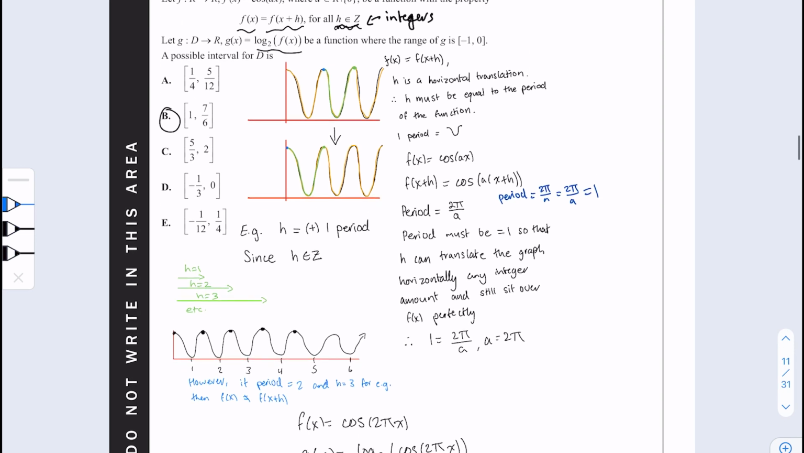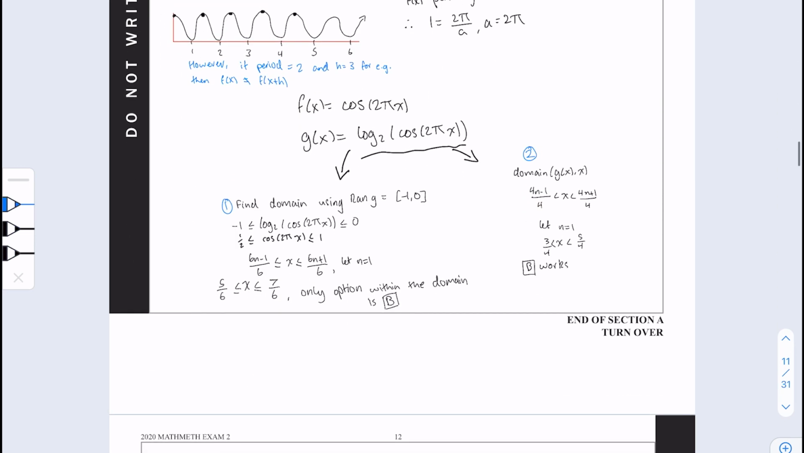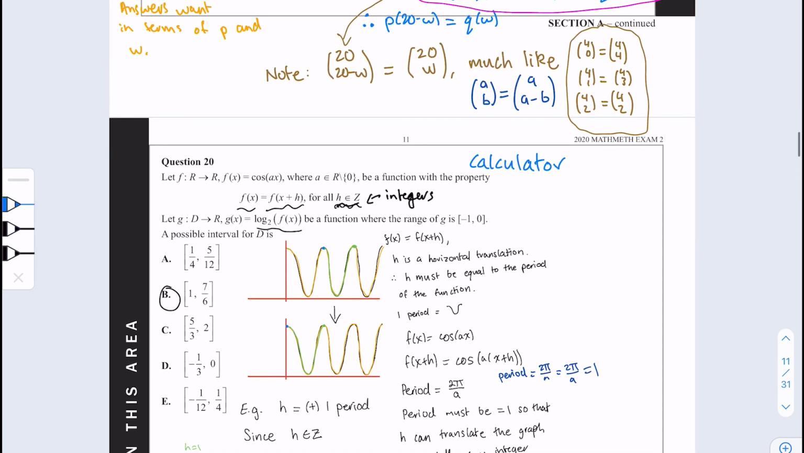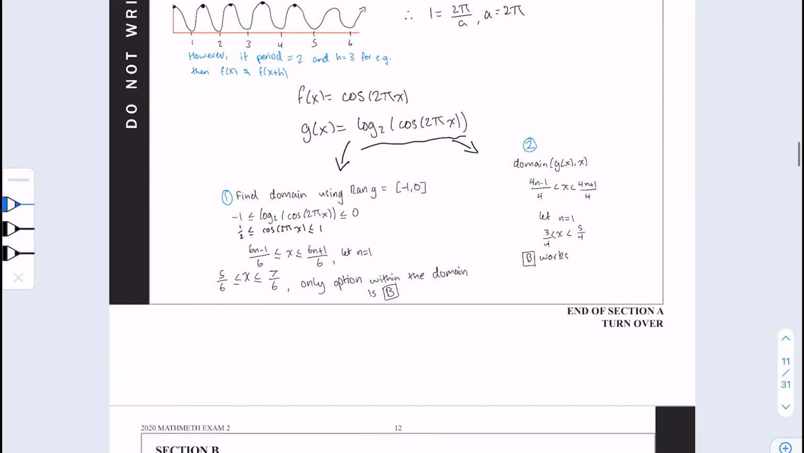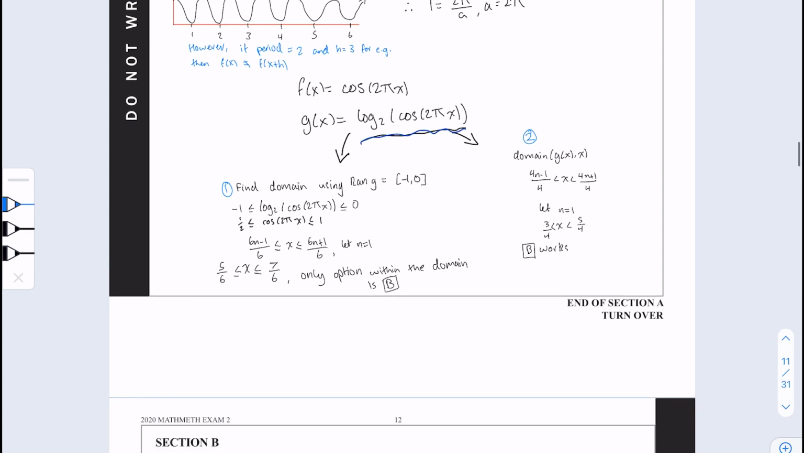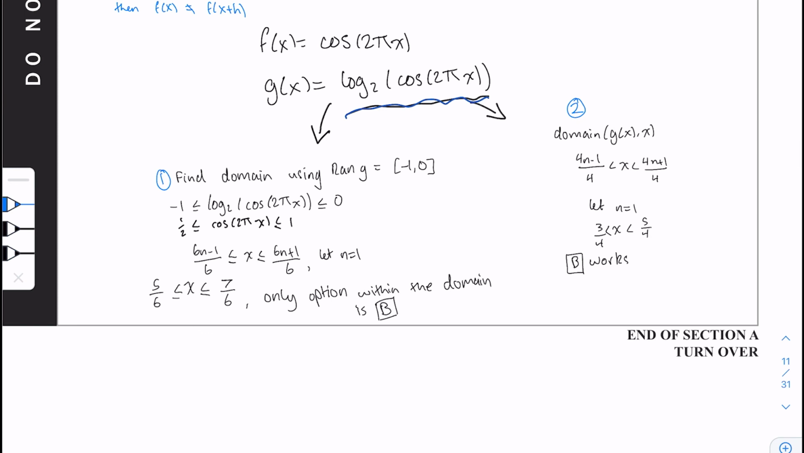So now we know f of x equals cos of 2 pi x. And up here, they show you what g of x is equal to. G of x equals log base 2 of f of x. So then we store g of x in our calculator. We can do one of two things. We can do the more mathematically sound way, or we can do the quicker way. I prefer the quicker way.